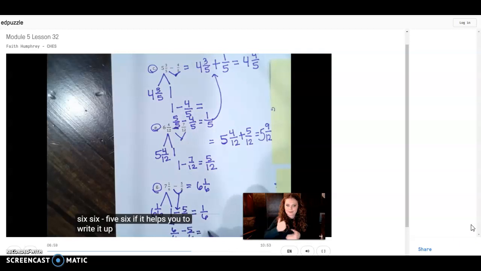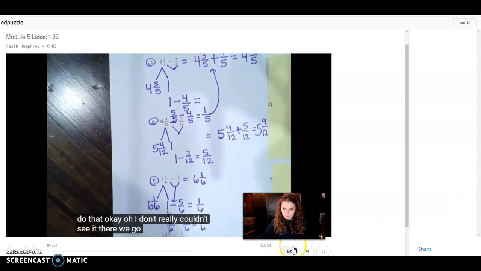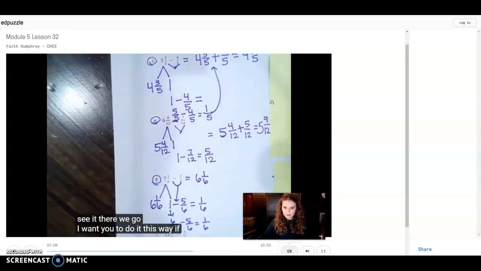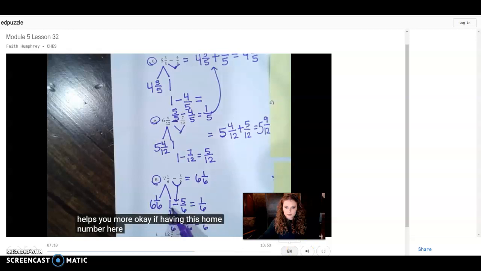If it helps you to write it out this way, then I want you to do that, okay? Oh, I didn't realize you couldn't see it. There we go. I want you to do it this way if this helps you more, okay? If having this whole number here minus this fraction is confusing, take that whole number 1 and turn it into a fraction of 6/6.